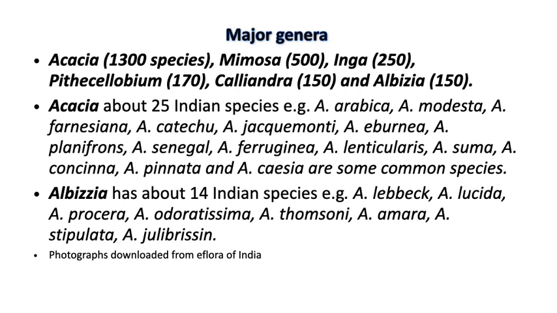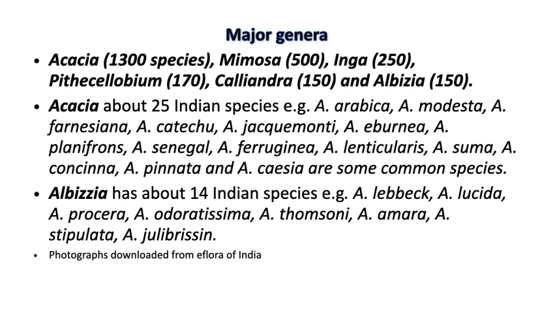Genus Acacia has about 25 Indian species like Acacia arabica, Acacia modesta, Acacia farnesiana, Acacia catechu, Acacia jacquemontii, Acacia eburnea, Acacia planifrons, Acacia senegal, Acacia ferruginea, Acacia lenticularis, Acacia suma, Acacia concinna, Acacia pinnata, and Acacia caesia are some common species.